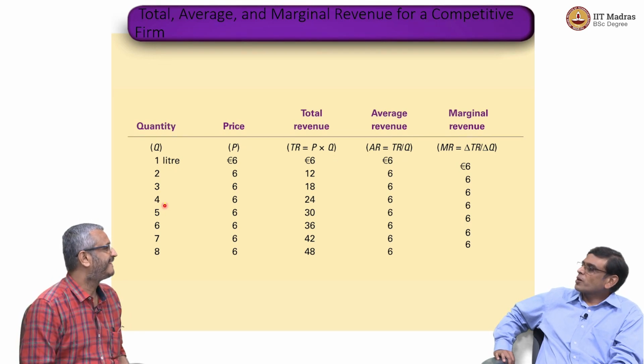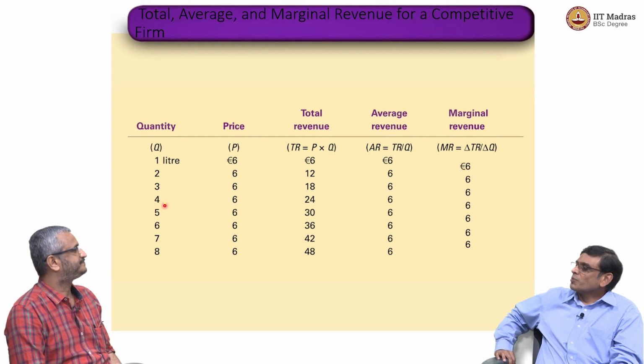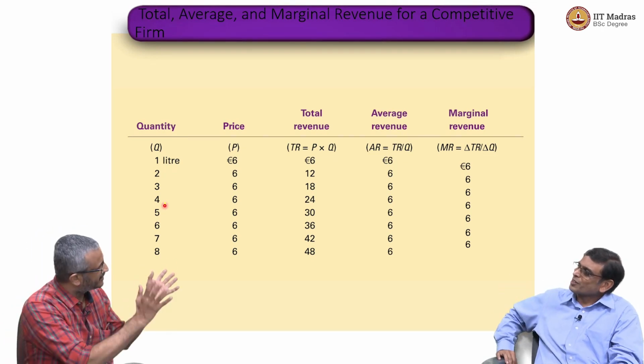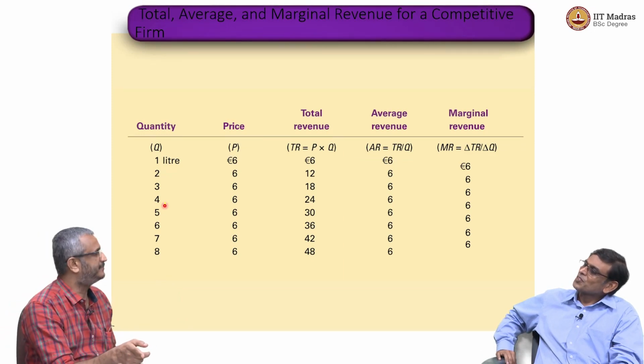And if I change my quantity, it's not going to affect price because there are so many other players in the market. My quantity will have only a small impact on the total market produce. So this is an example where only a quantity decision can be taken.